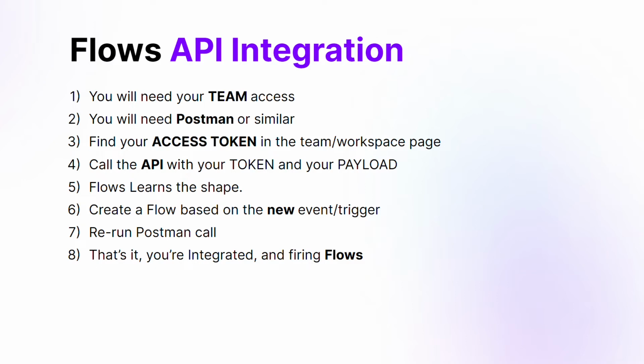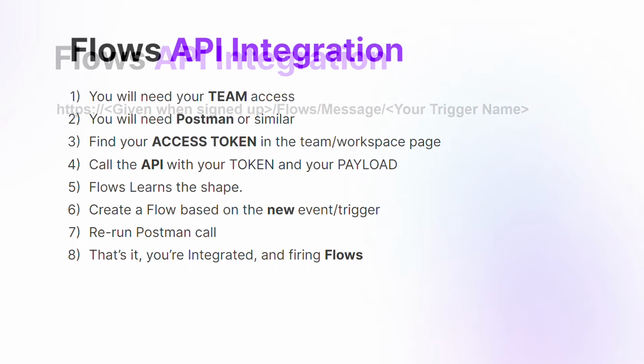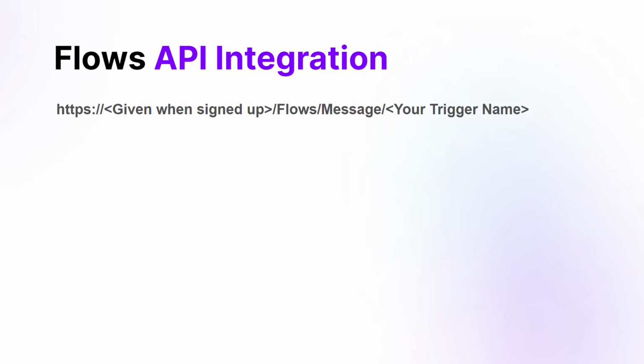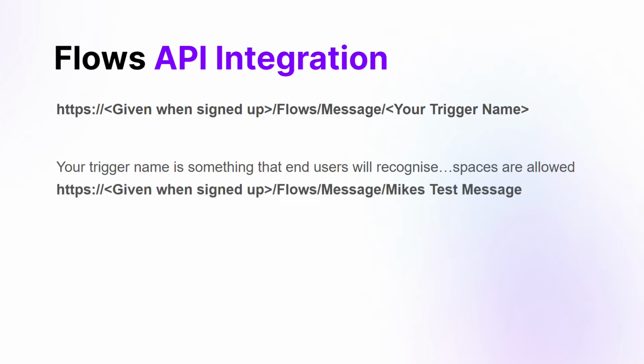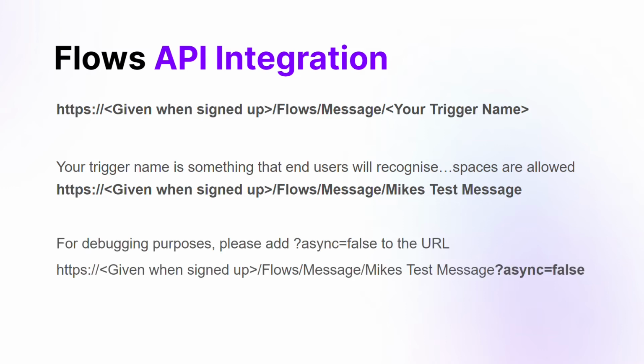So first of all, what's the API that you actually call? We will give you this actual root URL when you join up with us, but it is essentially flows/message/trigger name. Now the trigger name can be anything, should be useful to the end user, such as deposit, or in this case Mike's test message, and spaces are allowed. When you call this in debug mode, you should add async true or false to the end of the statement. This just returns more useful information when you're debugging, but in the production environment, remove it unless you need the information in your front end.